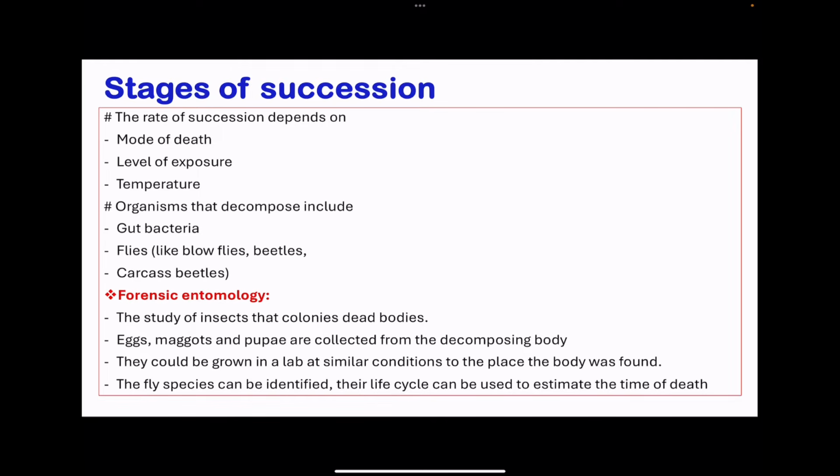But if some eggs are already laid on the body, they can be collected, hatched into insects. Those insects can be identified, then we can use their life cycles in order to estimate the time of death. During succession, colonizers, these are usually anaerobic gut bacteria, and these are quickly going to be joined by flies, for example, the blowflies.